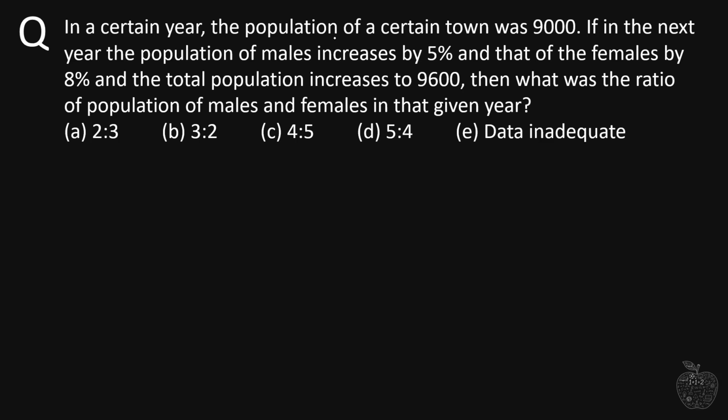In a certain year, the population of a certain town was 9,000. If in the next year the population of males increases by 5% and that of females by 8%, and the total population increases to 9600, then what was the ratio of the population of males and females in that given year? So I'll solve this problem using two methods.